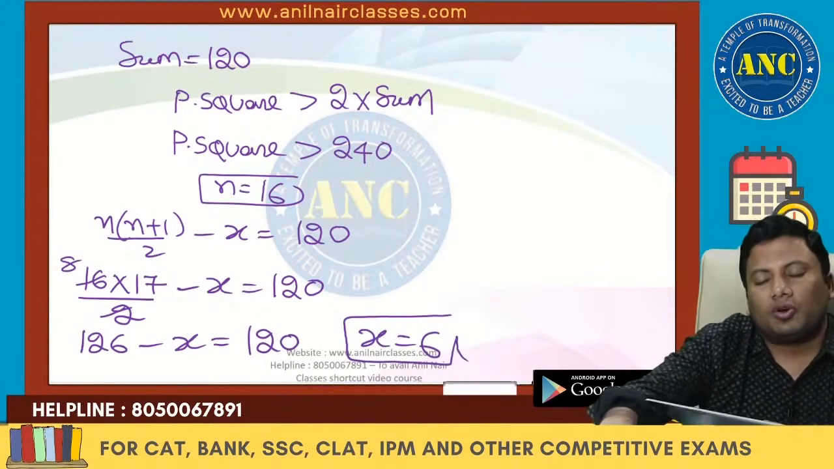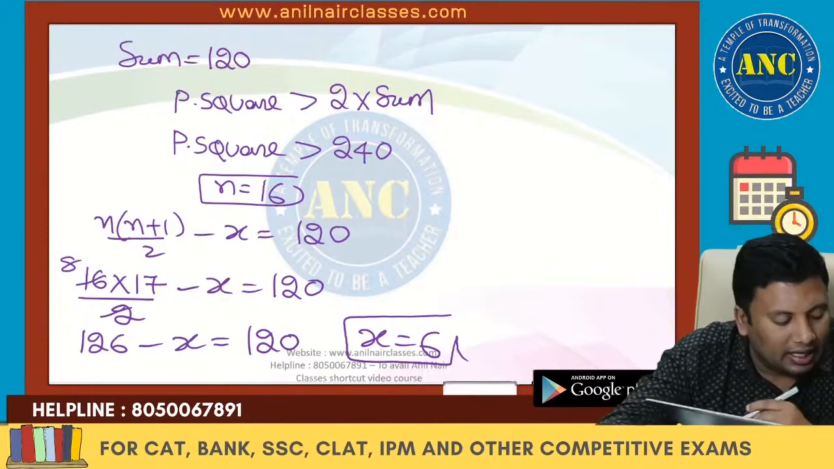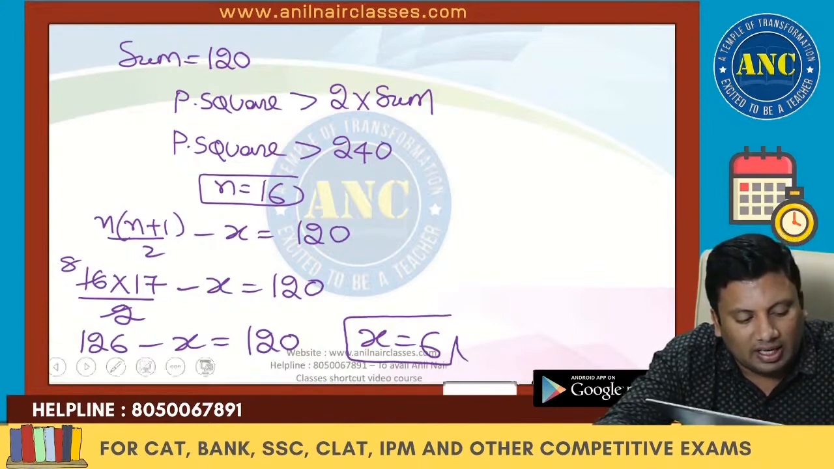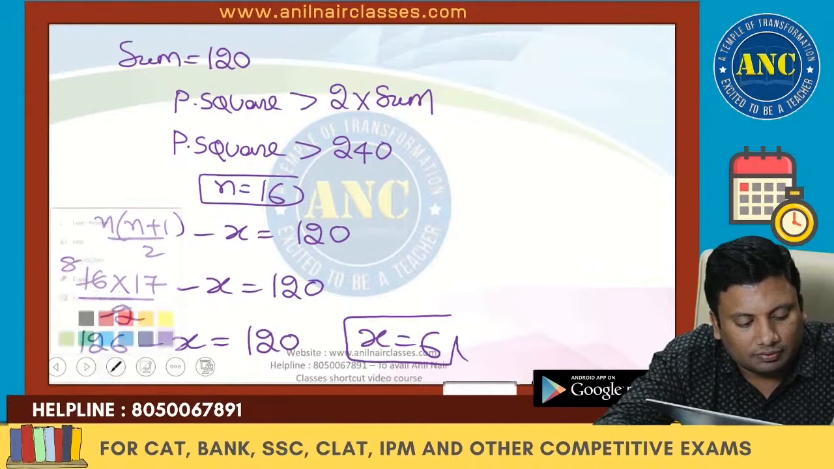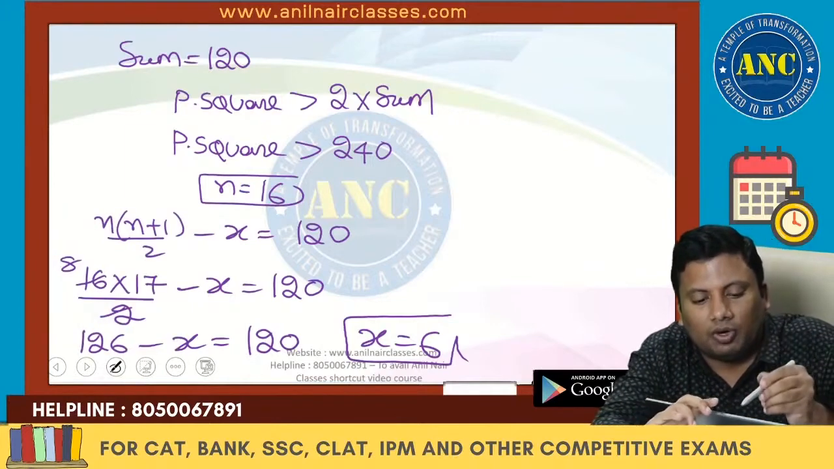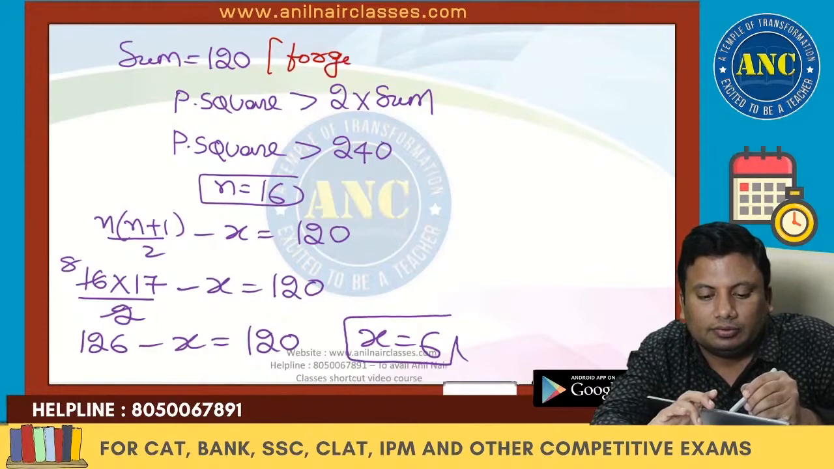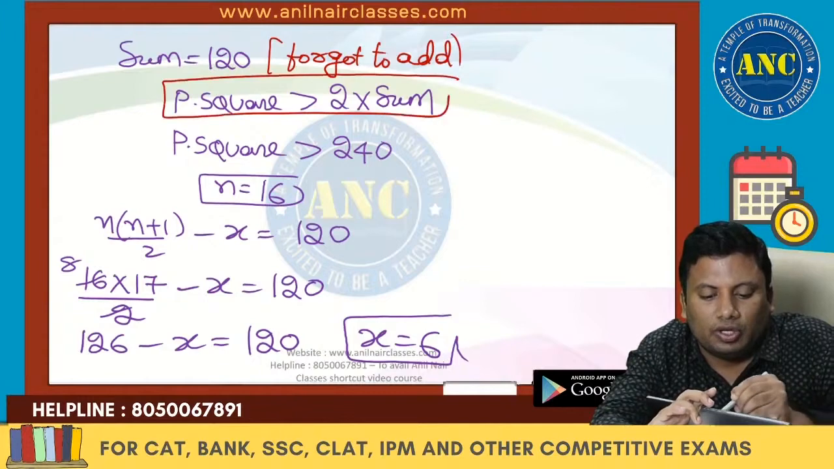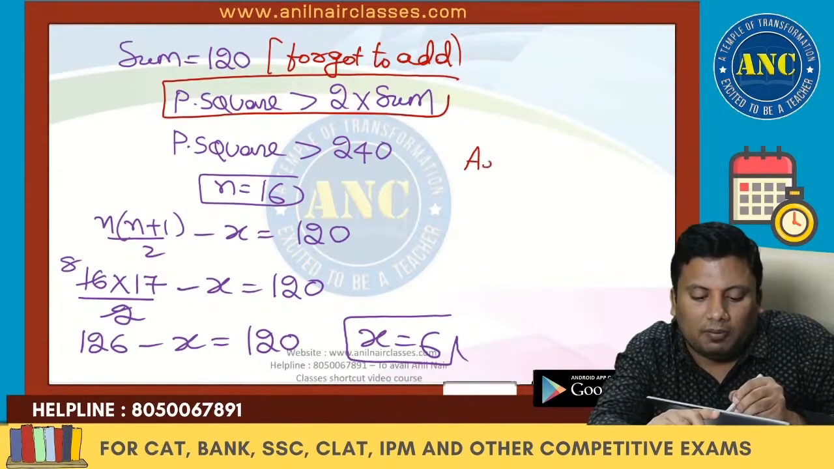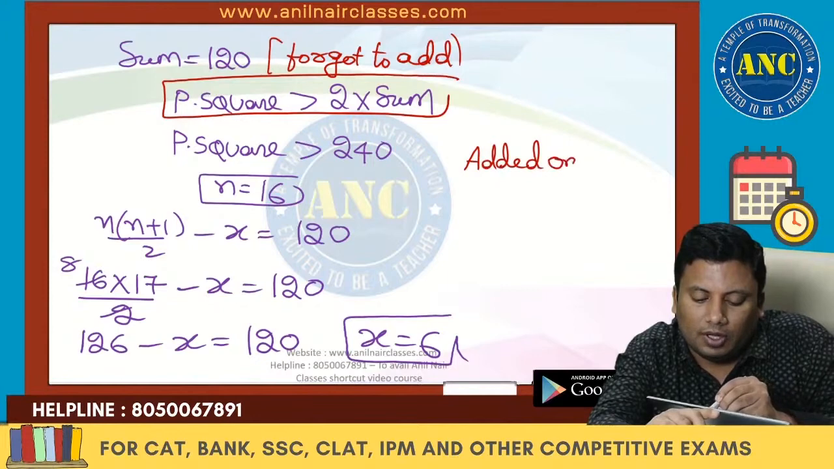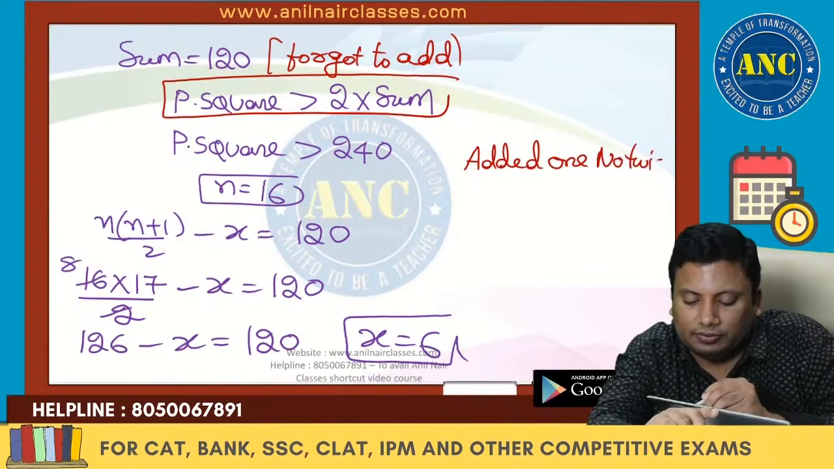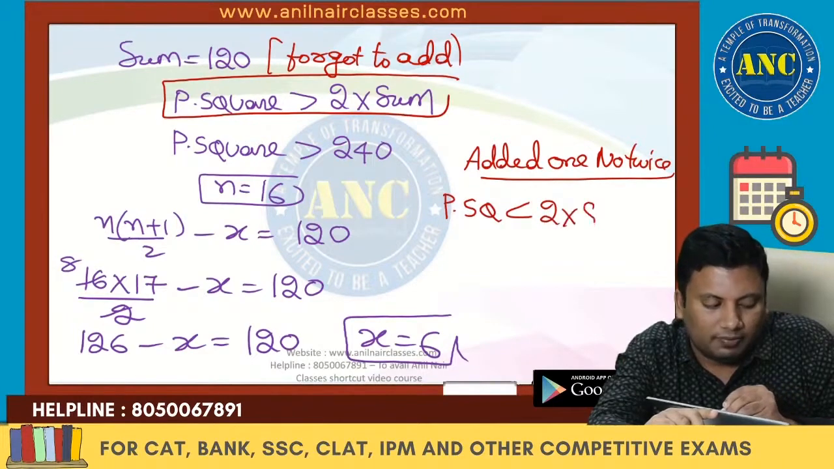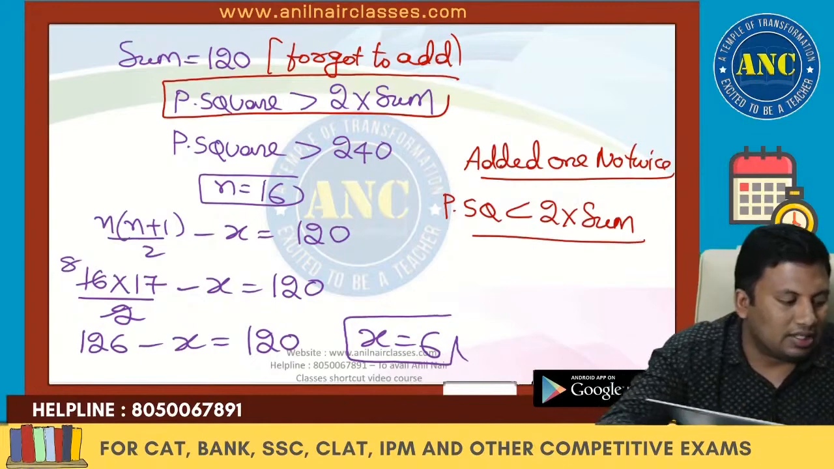Are these more questions clear to you? Everybody kindly reply if this model is clear to you. Once this model is clear, then I will get into another model. Forgot to add: it is greater than 2 into sum. Added one number twice: perfect square is less than 2 into sum.